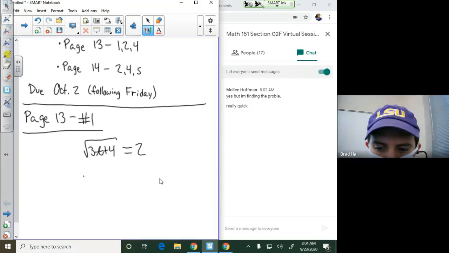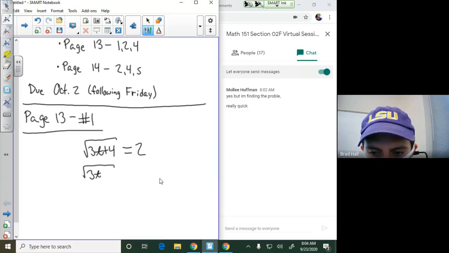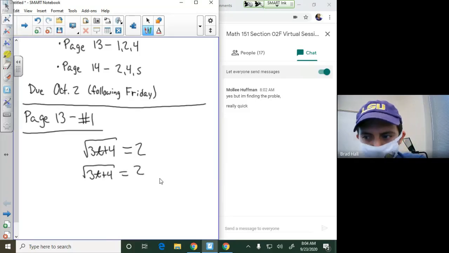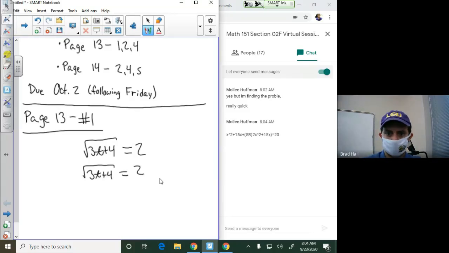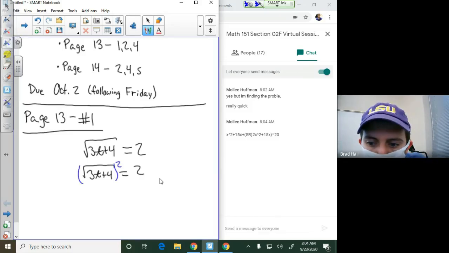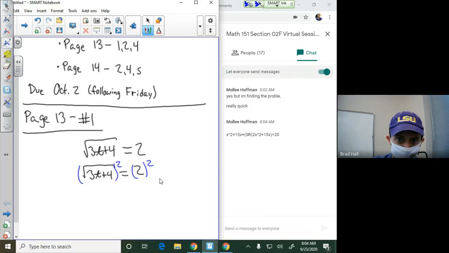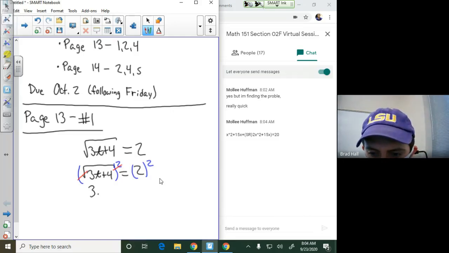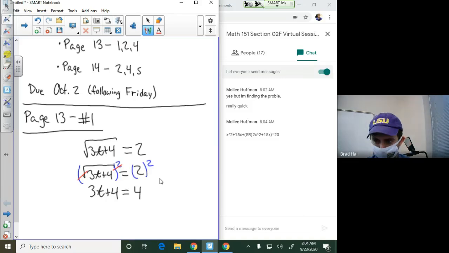What we did, I'm just going to rewrite the problem. Since the radical is isolated, we went ahead and got rid of the radical by squaring both sides. So this is a square root, and we're going to square both sides. So square and the square root cancel. Left with 3t plus 4 is equal to, well, 4. And Molly, I'll look at your question after I'm done with this one.